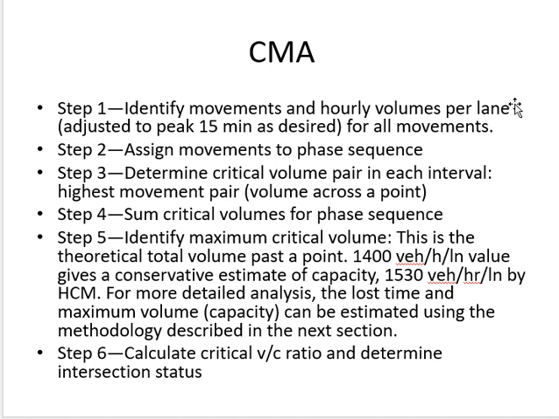There are 6 steps for this type of analysis. First of all, identify movements, and for each movement, find out how much volume you are expecting per lane, per hour per lane. Then, second step is assign movements to phasing sequence. So you should have a phasing sequence and you decide how many movements will happen in the same phase. Then find out the critical volume pair for each interval, the pair which will give you the highest summation.